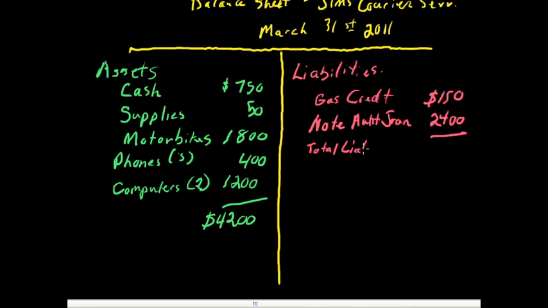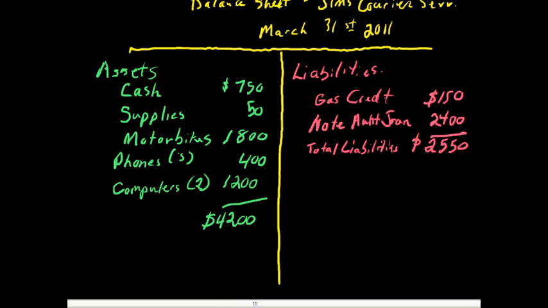So we need a total for the liabilities. Total liabilities. What is it? Yeah, that's right. It's $2,550 that he owes.